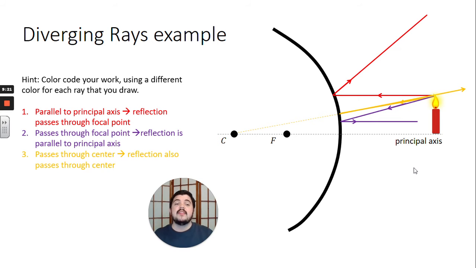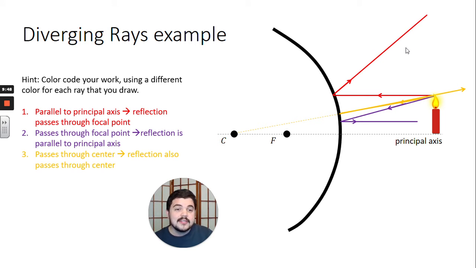Now, you'll notice that these 3 principal rays, and indeed every single light ray from the candle, diverges. It means that the red ray, the reflected red ray, the reflected yellow ray, and the reflected purple ray will never actually meet, right? They're spreading out. However, if your eyes were somewhere up here, you would see an image of the candle. Why would you see an image of the candle?